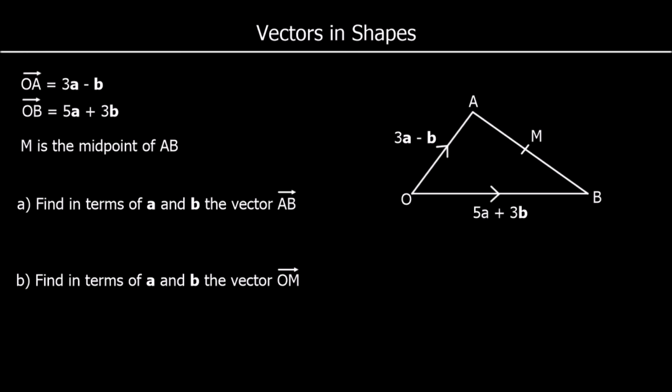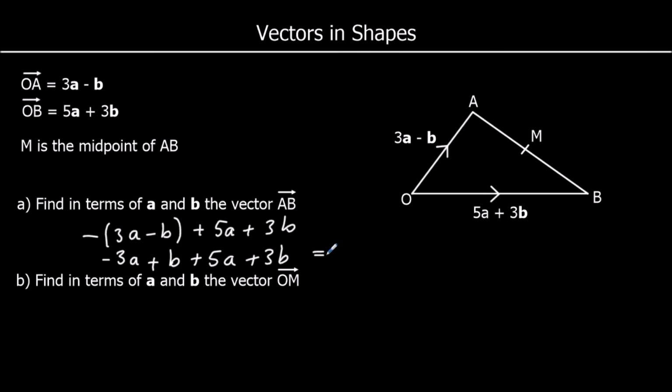So part a says find in terms of a and b the vector A to B. So we're going to go backwards along 3a minus b. And then we've got plus 5a plus 3b. So if we multiply our first one by negative 1, we'll get negative 3a plus b plus 5a plus 3b. So collecting the like terms, we've got 5a take away 3a, which is 2a, and we've got b plus 3b, which is 4b.